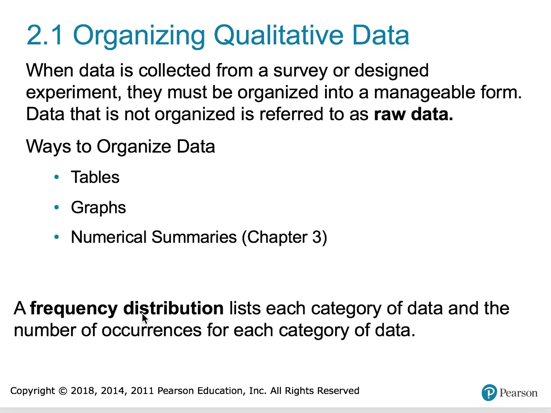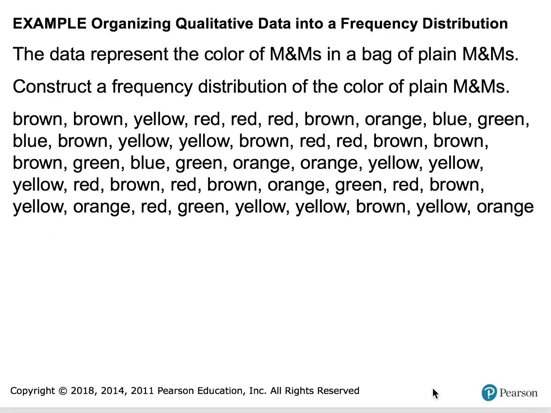A frequency distribution lists each category of data and the number of occurrences for each category of data. So let's look at an example of that. For example, the data below represent the color of M&Ms in a bag of plain M&Ms. It asks us to construct a frequency distribution of the color of plain M&Ms.